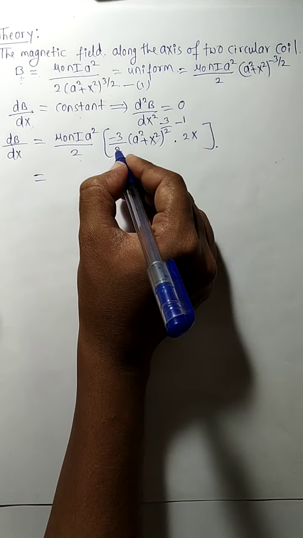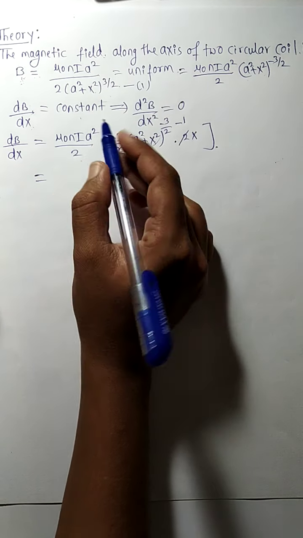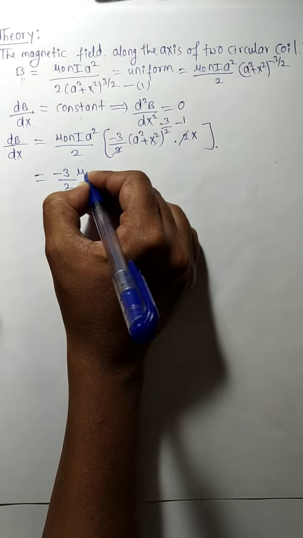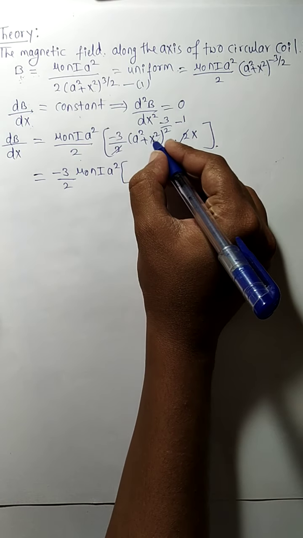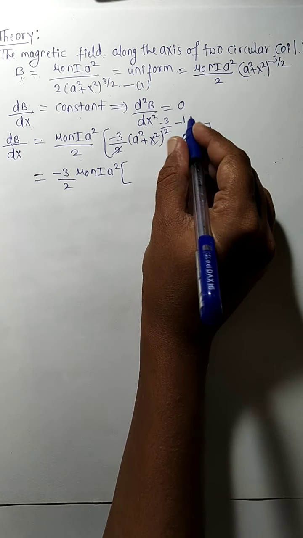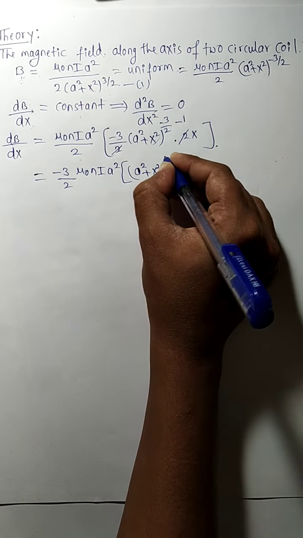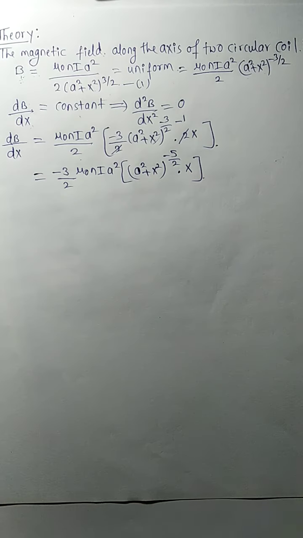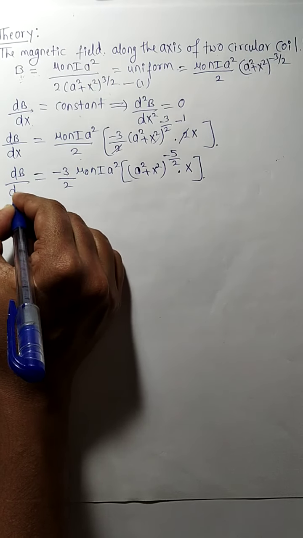Now this is equal to, here the 2 gets cancelled on both sides. So what will be remaining? I will take minus 3 outside, so minus 3 by 2 mu naught N i a square into the bracket a square plus x square raised to minus 3 by 2 minus 1, which gives minus 5 by 2. So that is a square plus x square raised to minus 5 divided by 2, into x, which I wrote as it is. So this is the value of dB divided by dx.